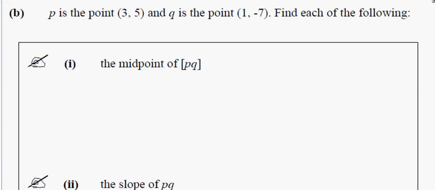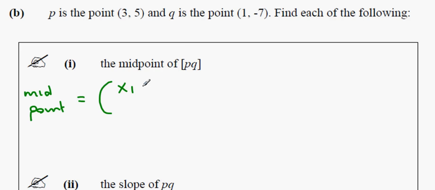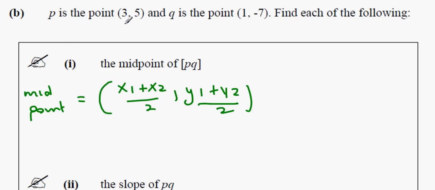Okay, now I'm on the next question. Once again, I want to find the midpoint. The formula for the midpoint is x1 plus x2 divided by 2, y1 plus y2 divided by 2. We've got to name our points. This one here is going to be x1, this one here is y1, this one is x2, and minus 7 is y2. So all we have to do is put it into our formula.